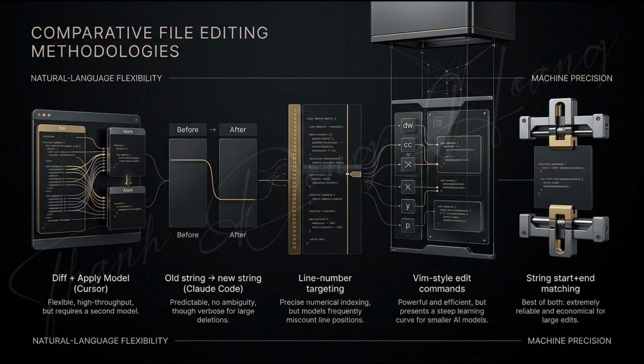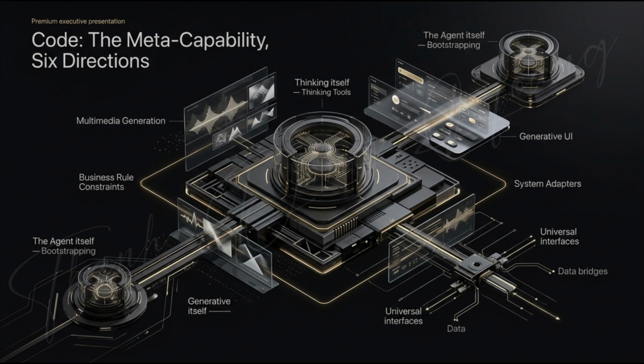One common approach replaces an exact block of old text with new text, predictable and unambiguous, though verbose for large deletions. Another approach trains a dedicated fast apply model to merge a rough diff into the full file, trading complexity for speed. For most systems, simple text replacement is the safest starting point, and matching only the start and end of a block is the best upgrade for large edits.